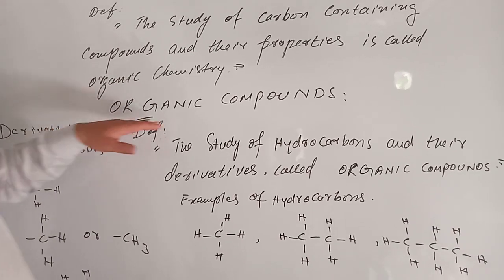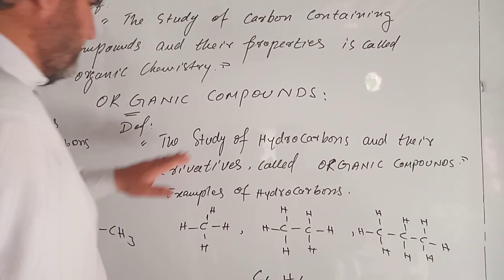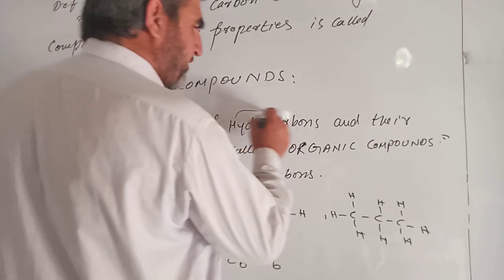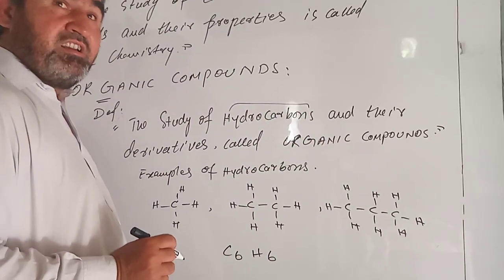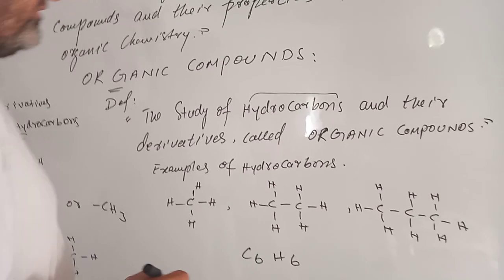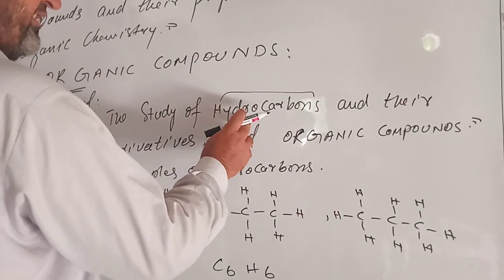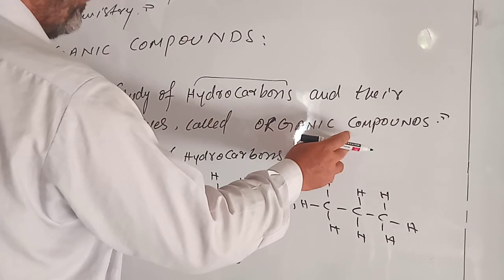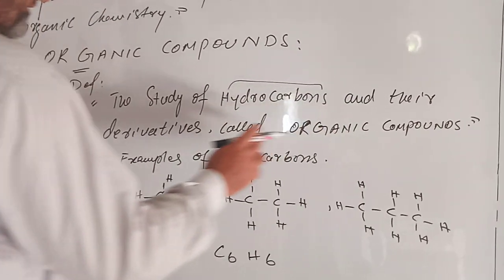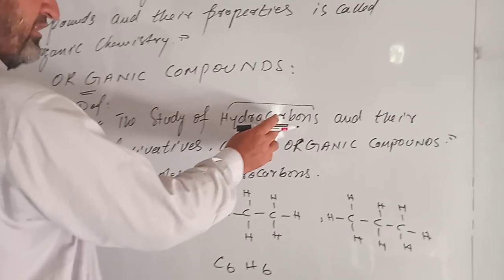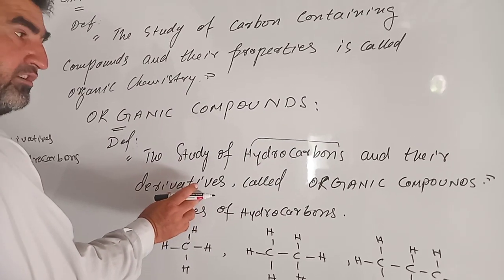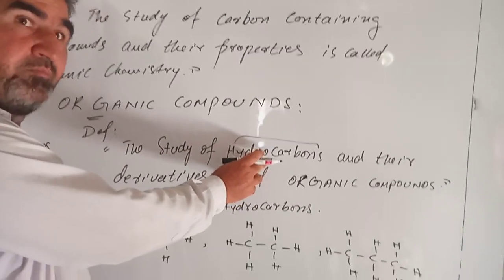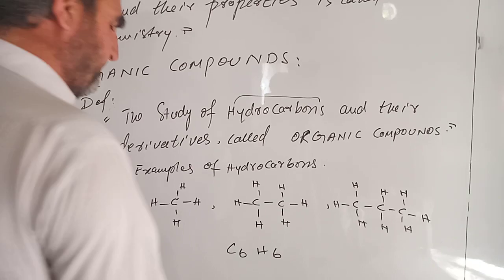Now, what are organic compounds? It is the study of hydrocarbons. We will discuss hydrocarbons in detail later on, and their derivatives are called organic compounds. The substances which are made from the hydrocarbons are known as their derivatives. And hydrocarbons are the compounds containing carbon and hydrogen.